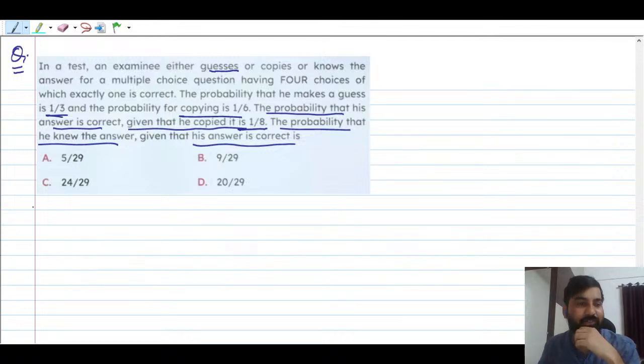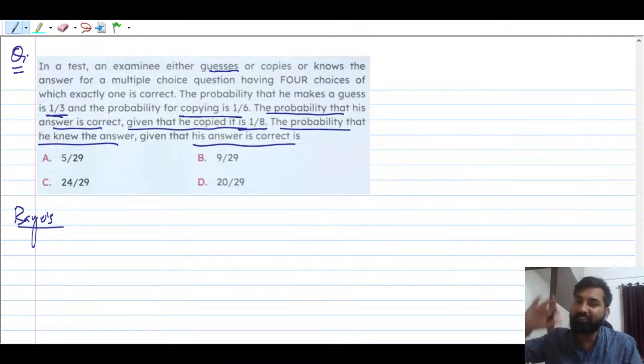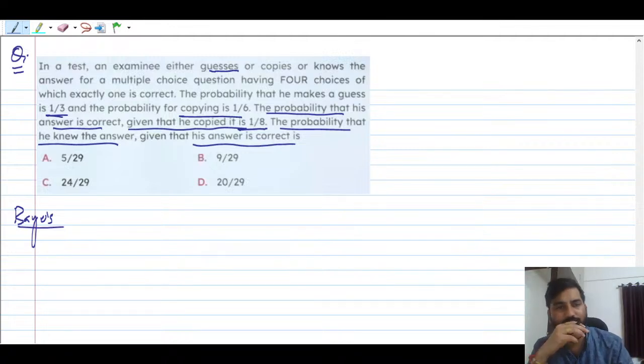Here we have to use Bayes theorem again. The answer should be correct. So what is the probability that he knows the answer? If you know the answer, the probability is going to be 1. That is a sure event, certainly it is going to be the correct answer. So in general you have to use common sense also. So in 2 lines, you can say that the first event is what?